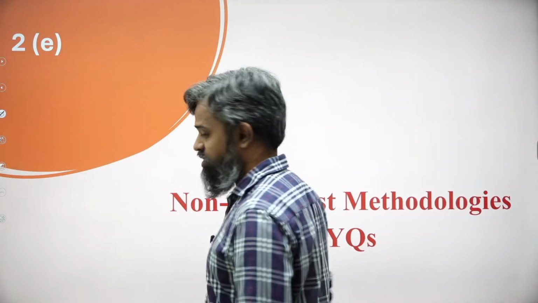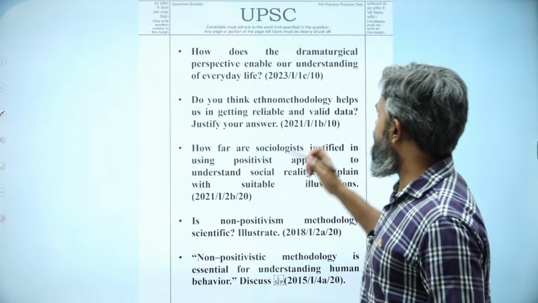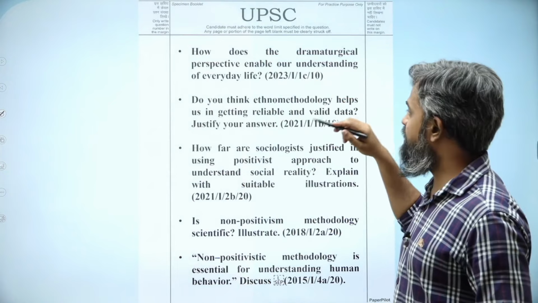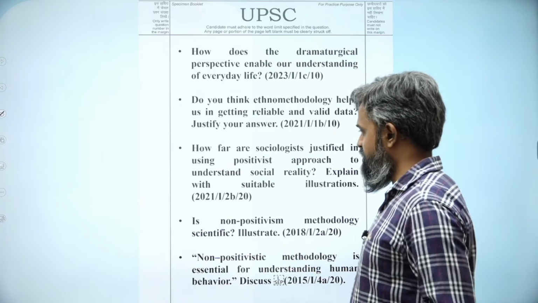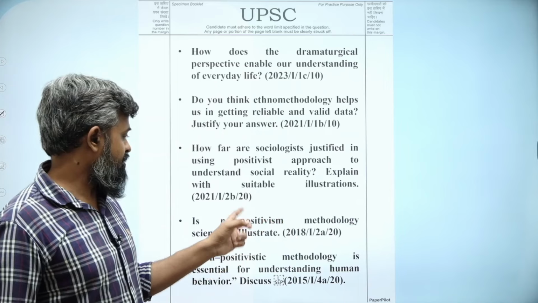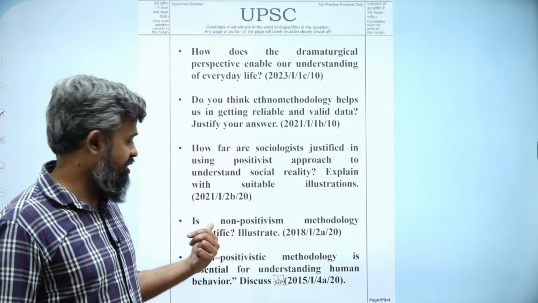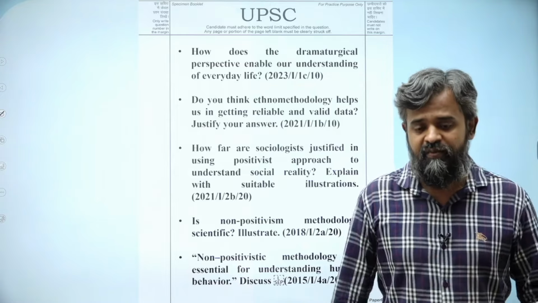2E, non-positivist methodologies. Now, this non-positivist methodologies is the last subunit of the second unit. Now, in non-positivist methodologies, if you look at some of the questions: how does the dramaturgical perspective enable our understanding of everyday life? Do you think ethnomethodology helps us in getting reliable and valid data? How far are sociologists justified in using positivist approach to understand social reality? Right? And then, is non-positivist methodology scientific? Illustrate. Non-positivistic methodology is essential for understanding human behavior. Discuss. So these are the questions.